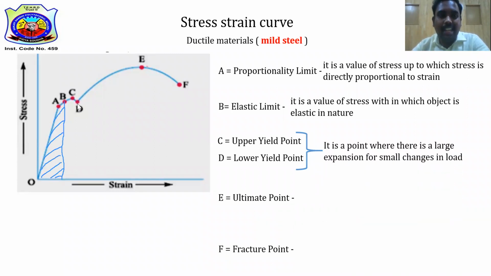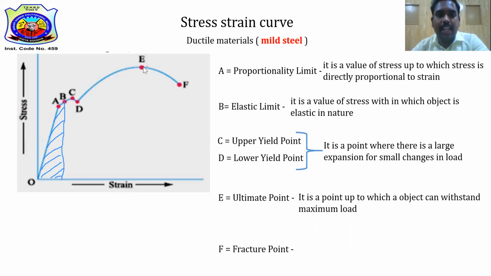So now let's understand the yield point. Point C is called the upper yield point, point D is called the lower yield point. In between, there is a process called yielding. In this yielding, for very small changes in load, there is a major extension in length. This is what happens in the yield point. It's a point where there is a large expansion for very small changes in load.